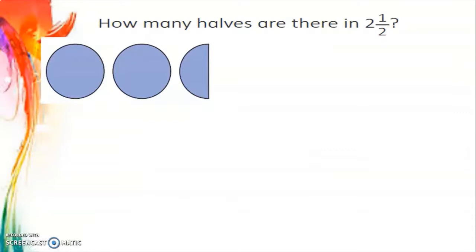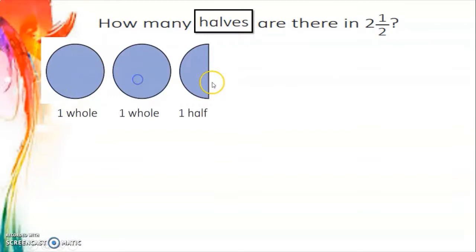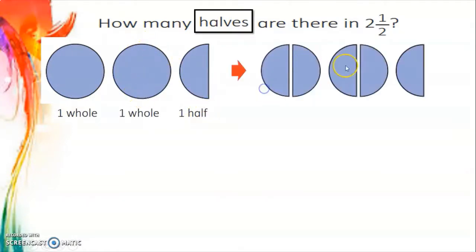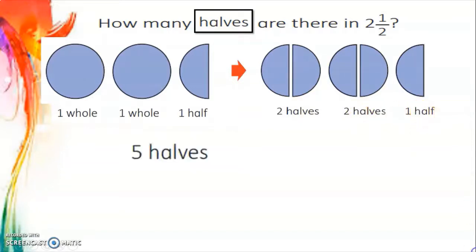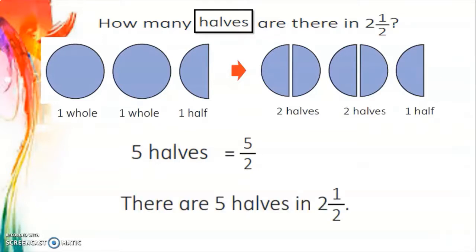How many halves are there in 2 and 1/2? We're talking about half. It means 1/2. How many 1/2 in 2 and 1/2? So we have here 1 whole, and another half. If we're going to break the 1 whole into half, we have like this. So we have 2 halves, and 1/2. Therefore, we have 5 halves, right? That is 5/2. So there are 5 halves in 2 and 1/2.